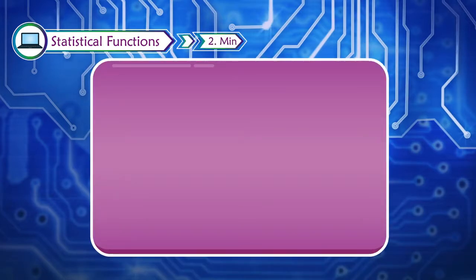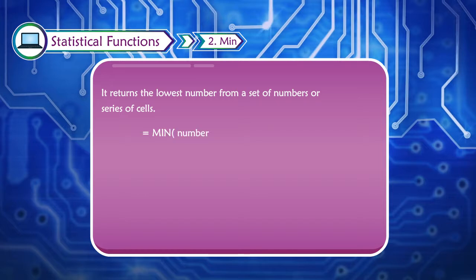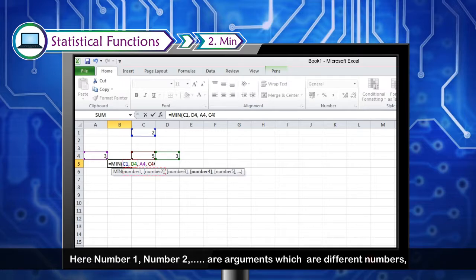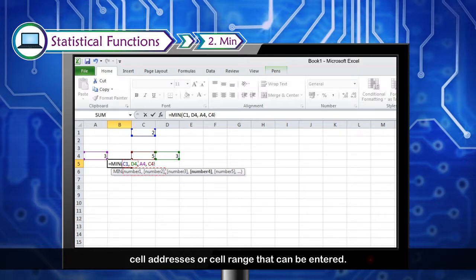2. Min. It returns the lowest number from a set of numbers or series of cells. =MIN(number 1, number 2, and so on). Here, number 1, number 2 are arguments which are different numbers, cell addresses, or cell ranges that can be entered.